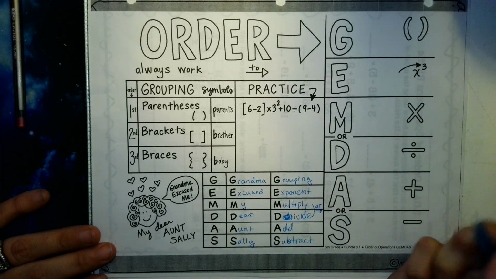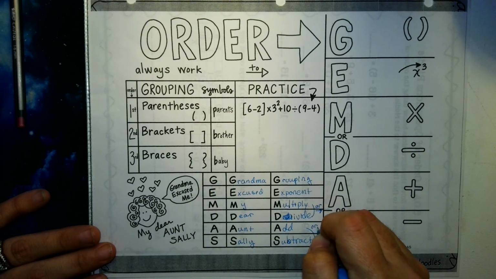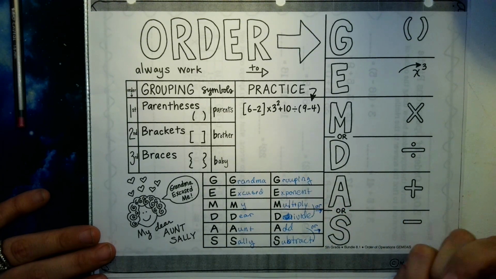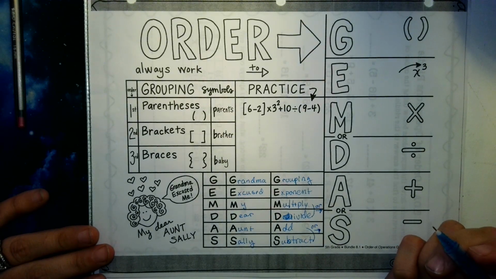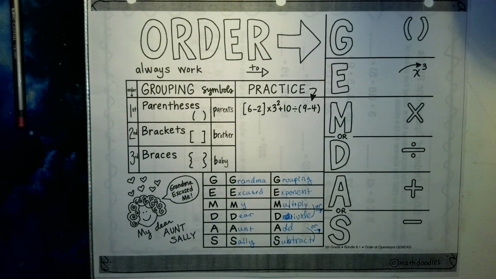We'll talk about that again in a second. Same thing with add and subtract. It is an or from left to right. So it doesn't matter what order they're in. If subtraction comes first, you do it first. If divide comes first, you do it first. But we will walk through a little bit closer as to how that looks in the example above.